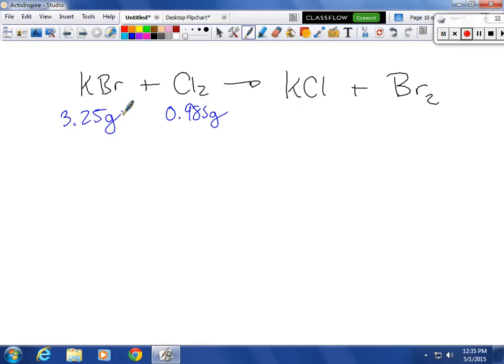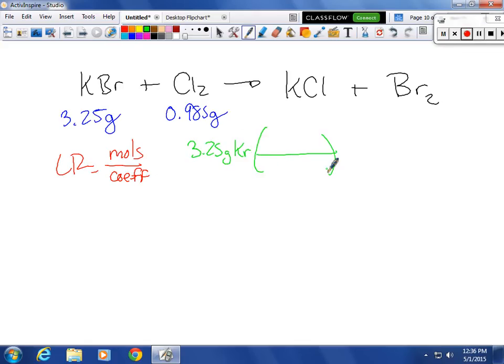So it says point blank, who is your LR, so we can use this little cheat. Moles divided by coefficients. But this problem has one little challenge. You've got to convert from grams to moles. It's just what you have to end up doing, because most things are going to be given to you in grams most of the time in real life anyways. So I've got 3.25 grams of KBr. So all it is is one additional little step.